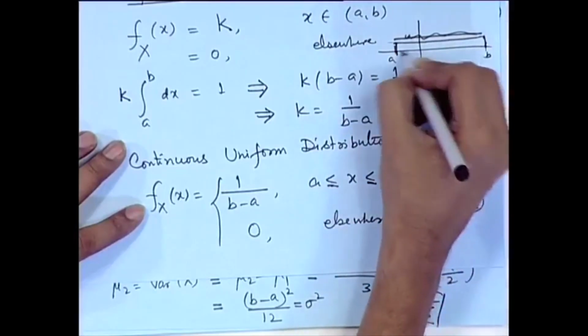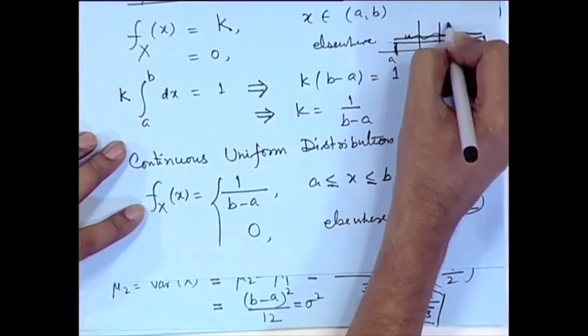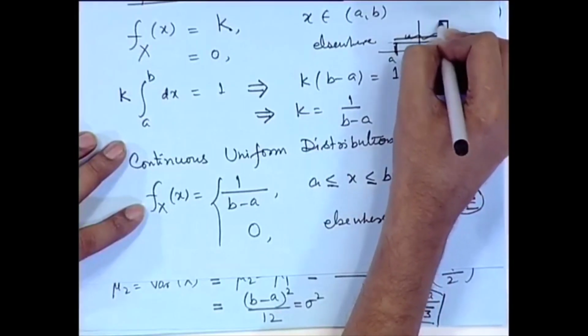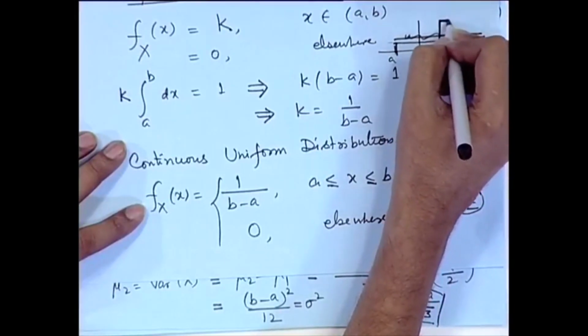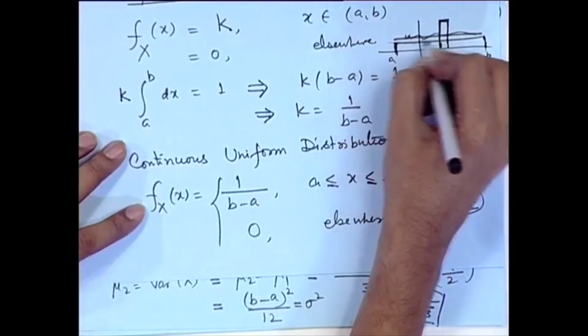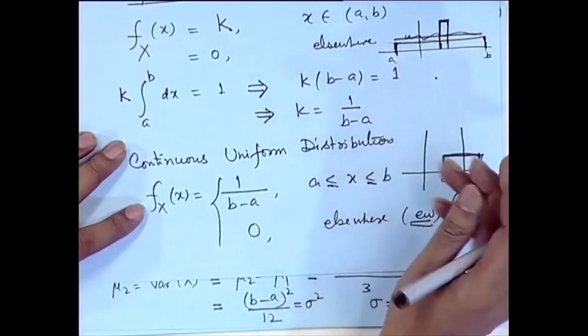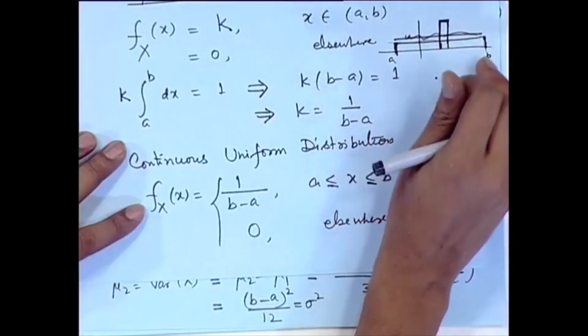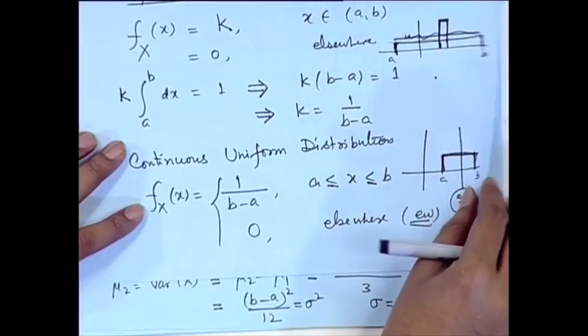If the difference between a and b is smaller, then the density will be plotted at a higher level. If the difference between a and b is large, then it will be quite flat. So, mu 4 will be dependent upon the values of b and a.